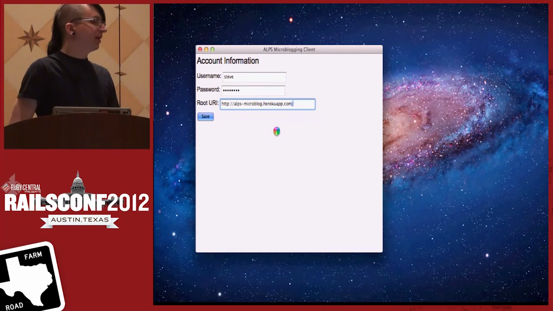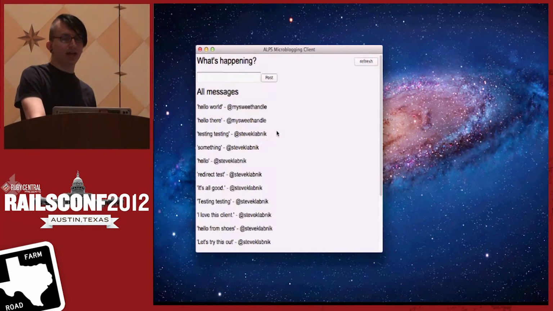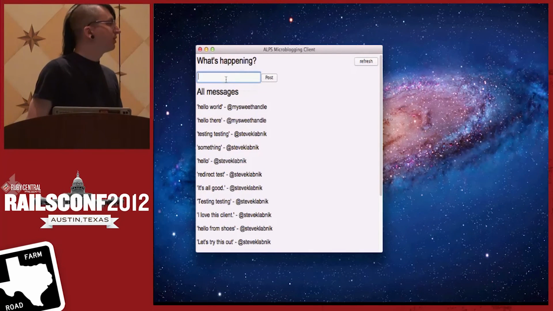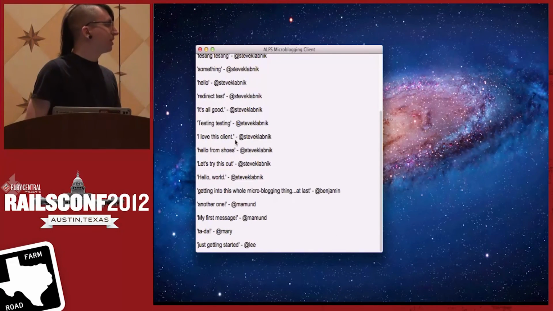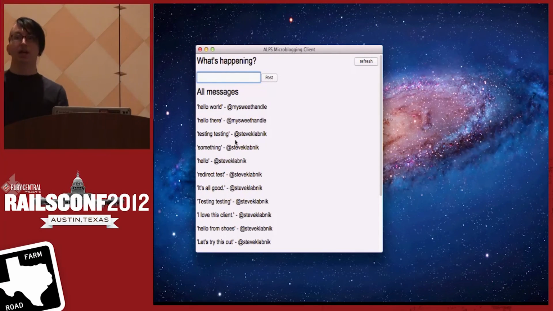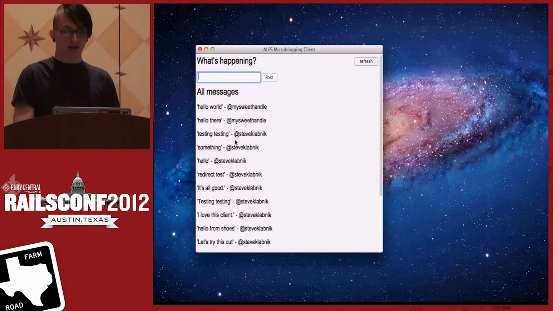Anyway, you'll see an interface that sort of looks a little bit like the sample Twitter application. So you've got your little box where you can post stuff. It shows all the messages that exist right now. It's just a list. So this is like a sample desktop client that's totally driven by Hypermedia.